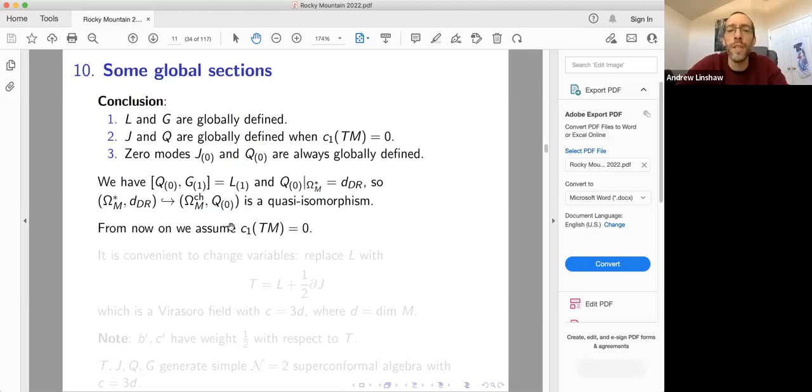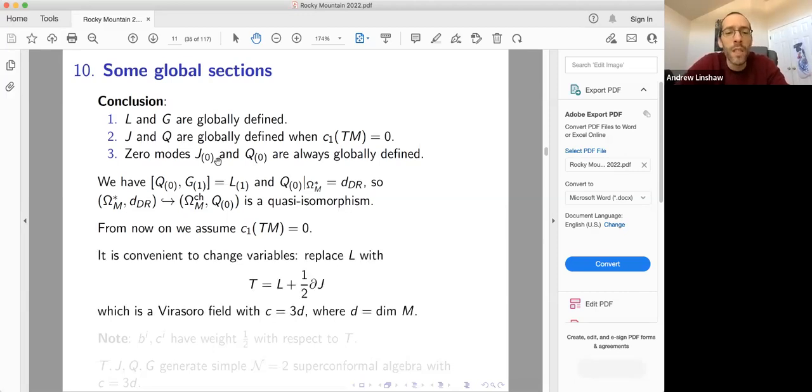So from now on, I want to assume that c_1 of the tangent bundle is zero, so that in particular, all four of these fields are globally defined. And I want to make a change of variables. So I'm going to replace L with L plus 1/2 derivative of J. So I can do this now because J is defined. And so this is a new Virasoro field where the central charge is not zero anymore, but it's 3D, D being the dimension of the manifold. And also I've changed the conformal weights of betas and gammas.